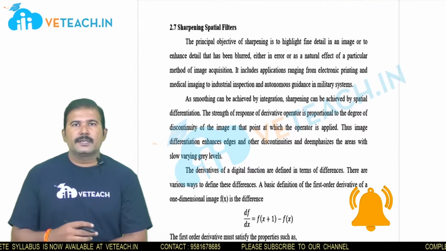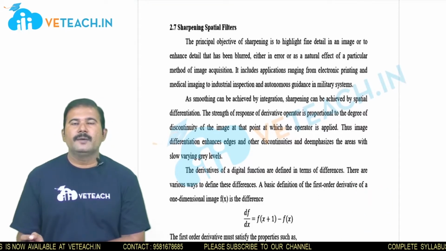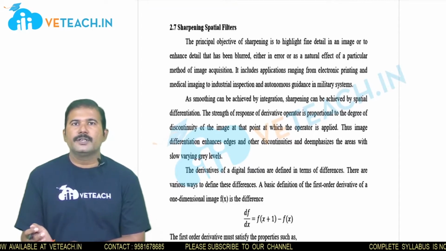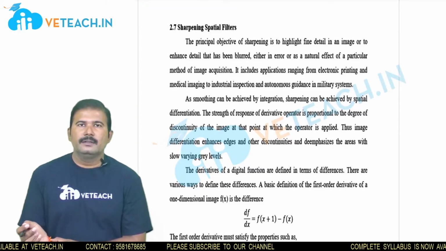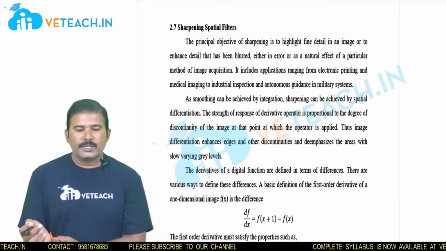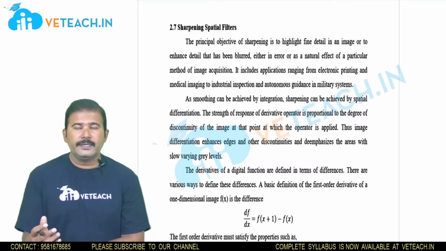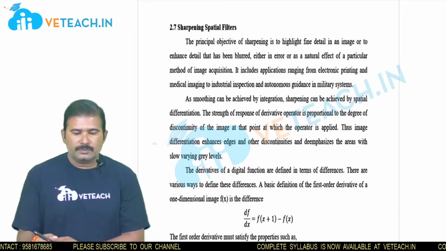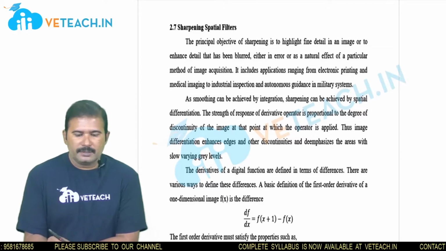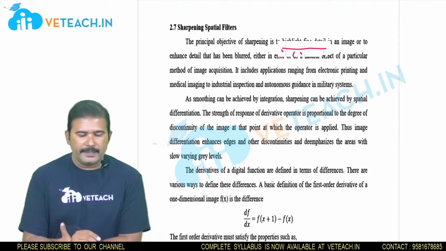Whereas smoothing filters or averaging filters are used to blur the image, and the main application of blurring filters is to reduce the noise effects like impulse or salt and pepper noise. But this is in contrast to smoothing. Sharpening filters are useful to highlight a particular detail. So sharpening, as the name indicates, is used to highlight the fine details contained in the image.